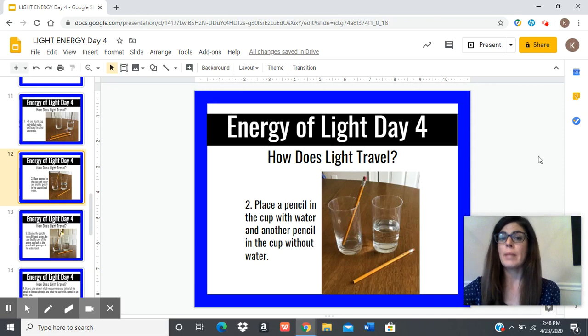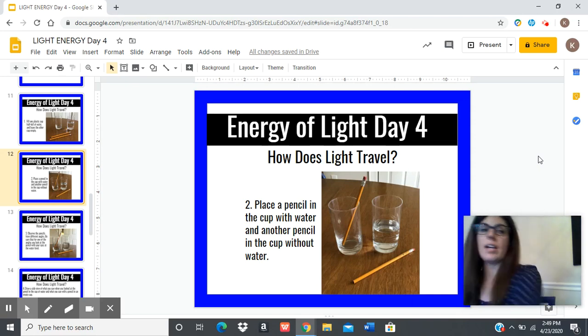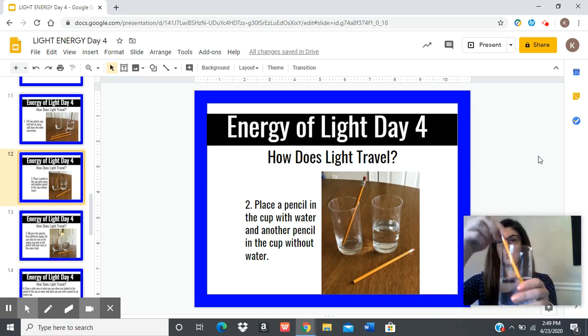Second step, place a pencil in the cup with water and another pencil in the cup without water. Again, in my demonstration images, I use these long unsharpened pencils, but again, you'll see your results better with a small sharpened pencil. So again, you just put the pencil in the cup with no water and a pencil in the cup with water.